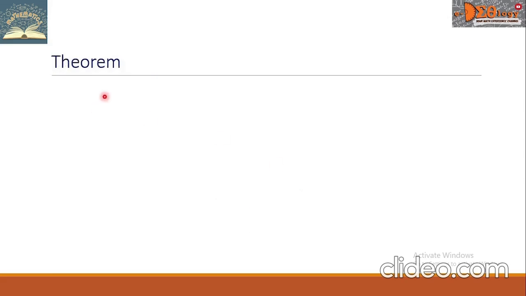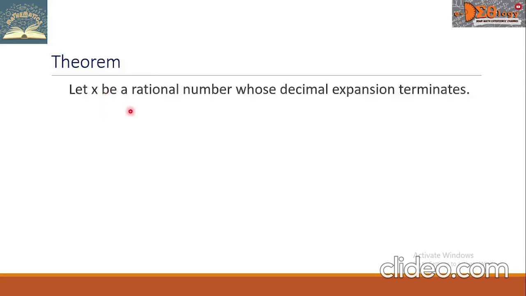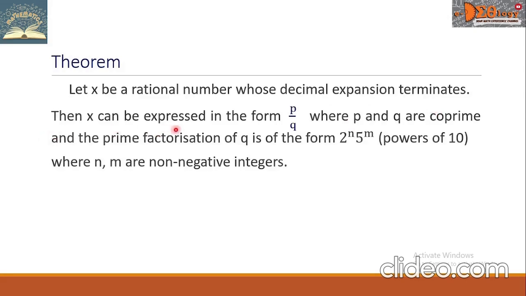Let us see this theorem. Let x be a rational number whose decimal expansion terminates. Then x can be expressed in the form p over q, where p and q are co-prime, and the prime factorization of q is of the form 2 raised to n times 5 raised to m. We call this powers of 10, where n, m are non-negative integers.